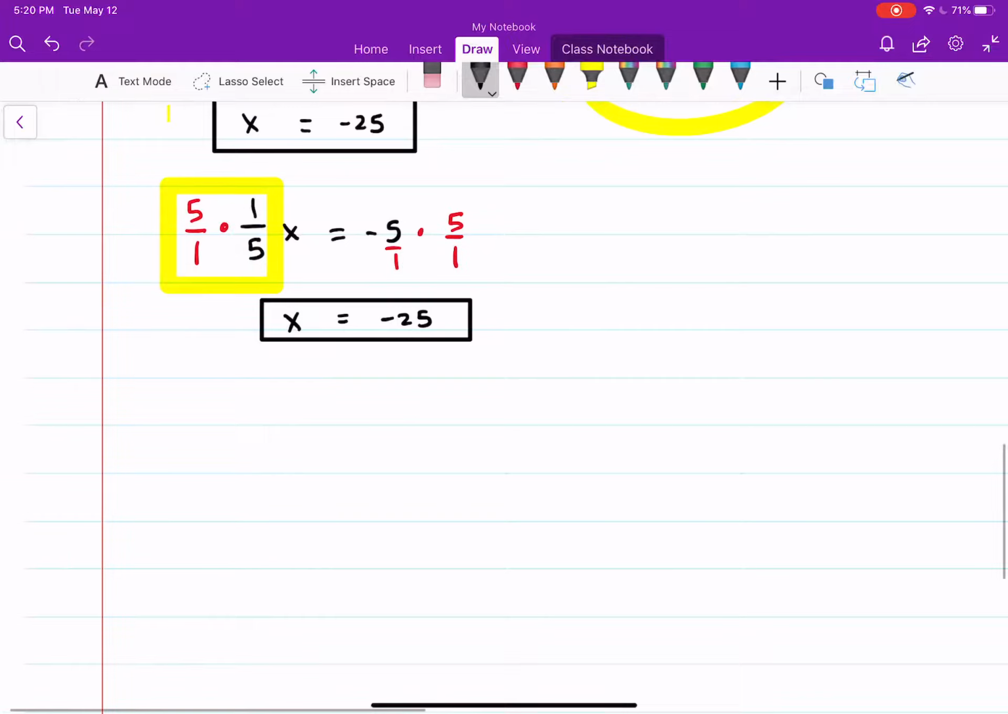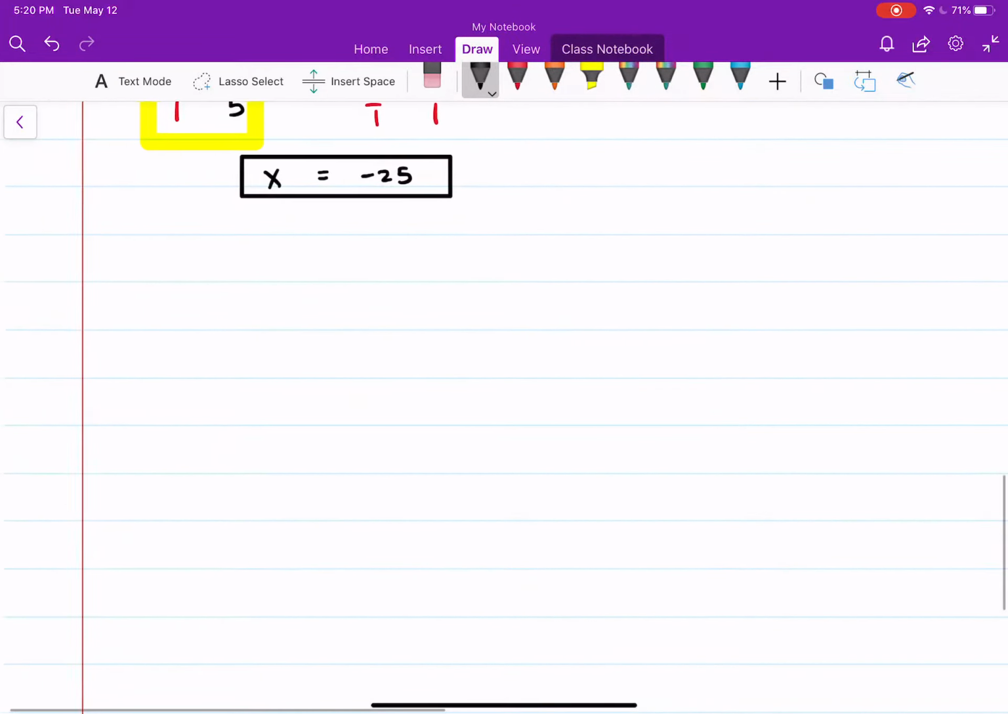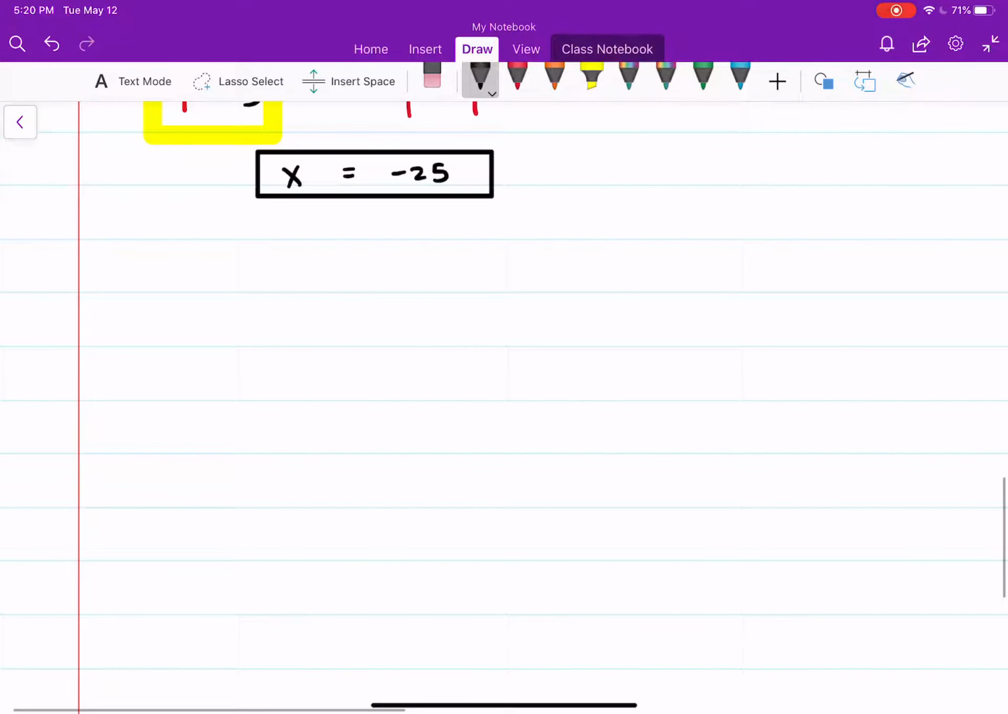Oh, you know what? Let's do this problem. I just saw this and I was like, ooh. Okay, so 3/17x is equal to 21.